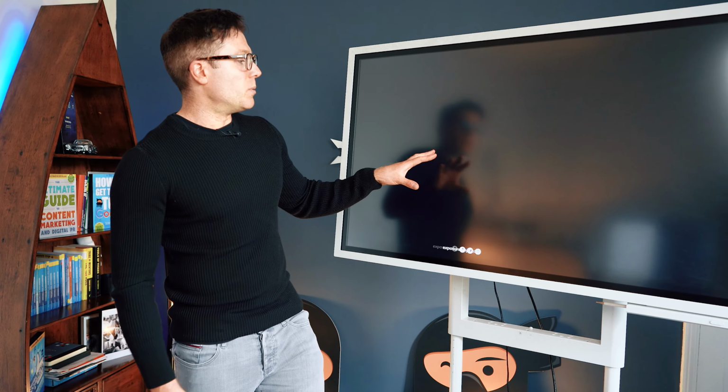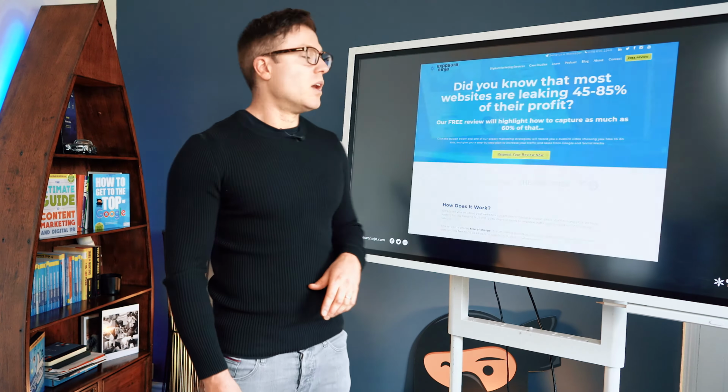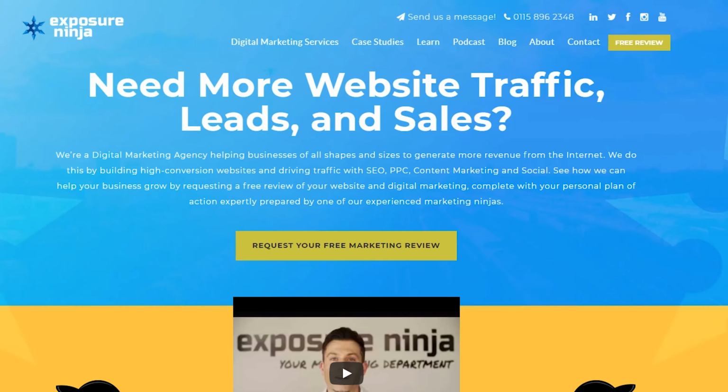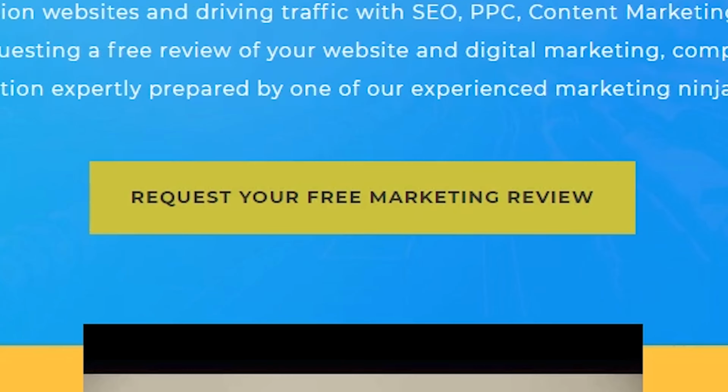Now, here's another example of a page. This time it's a page that does perform well. In fact, this is one of the pages on the Exposure Ninja website. If you go on the Exposure Ninja website, you'll see that we've got this request a free marketing review, and you'll see it everywhere on the page. That's because it's our main call to action. It's the main thing that we're driving visitors through to.